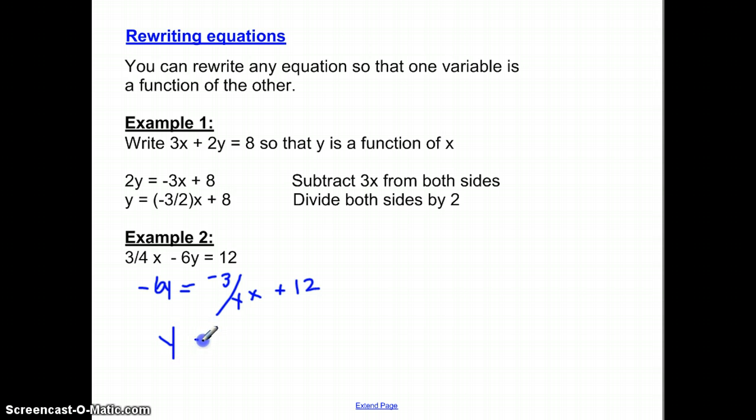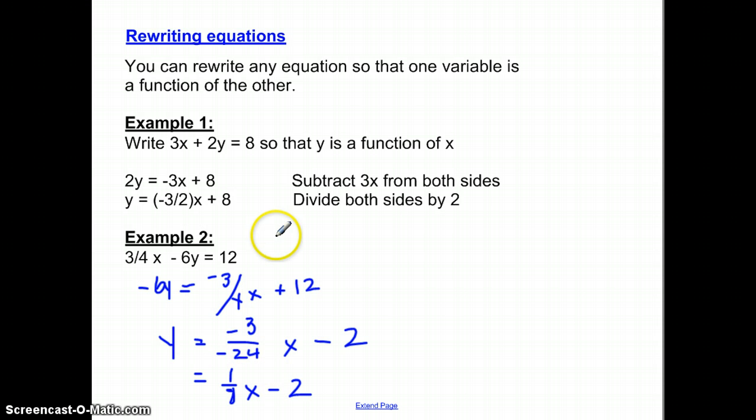So we have y equals negative 3 over negative 24 x. And when you take 12 and divide by negative 6, you get negative 2. You have to make sure you reduce this fraction, right? This should be 1/8, and it's minus 2. So now you have y as a function of x. It's an equivalent equation. It's just written in a different form.